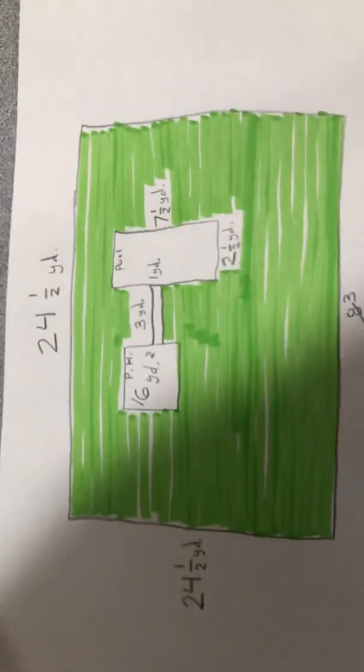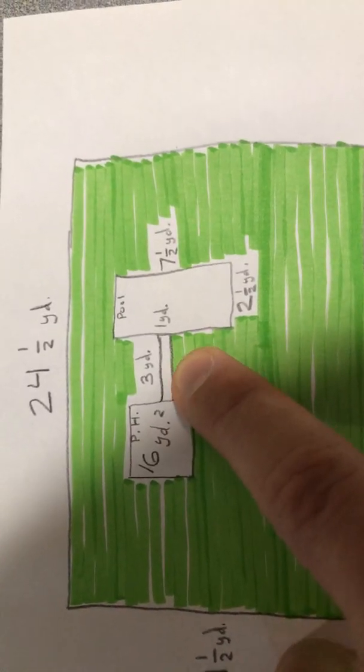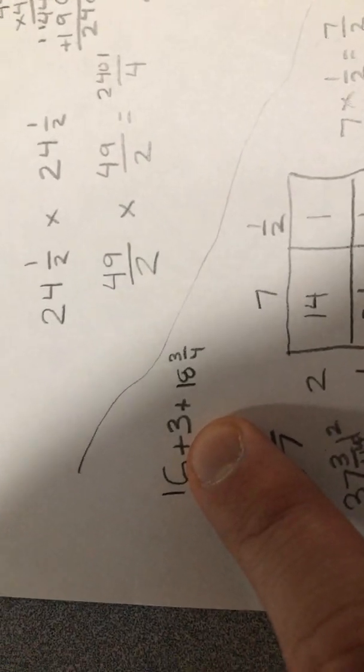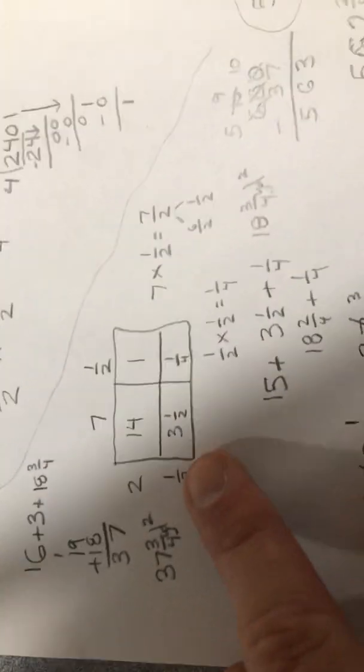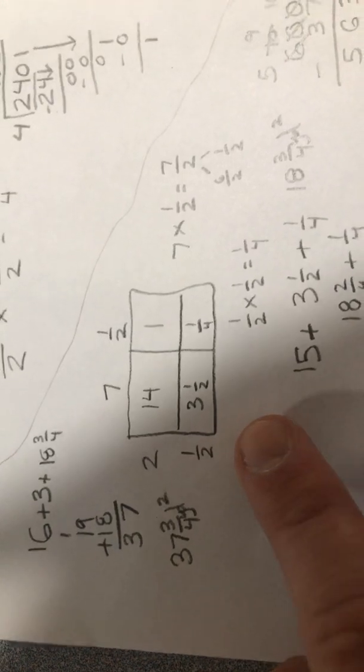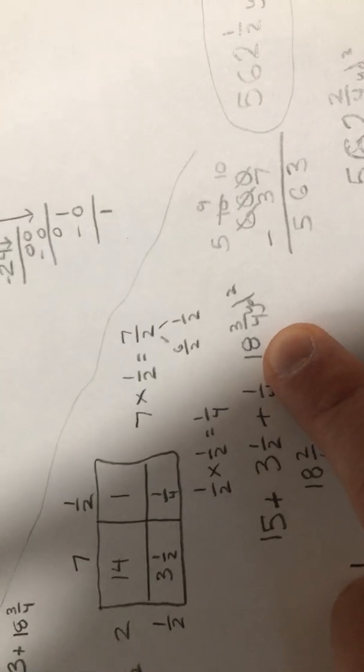Then after that, I found the areas of the pool stuff. So let's see here. They already gave us the area of the pool house, 16 yards squared. The sidewalk is going to be 3, because 3 times 1 is 3. And then for the pool, 7.5 times 2.5, I actually did the area model. And you can see I broke apart 7.5 and 2.5. And in the end, I got those partial products, and I added those together, and I ended up getting the answer of 18 3/4 yards squared. So I put it over here.